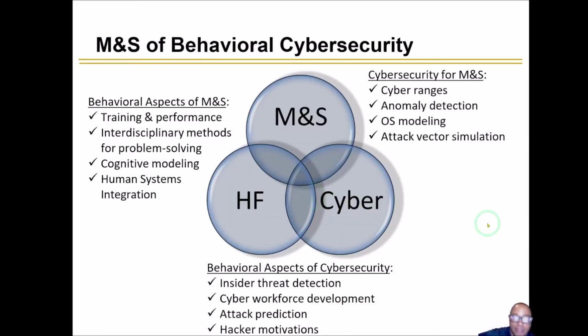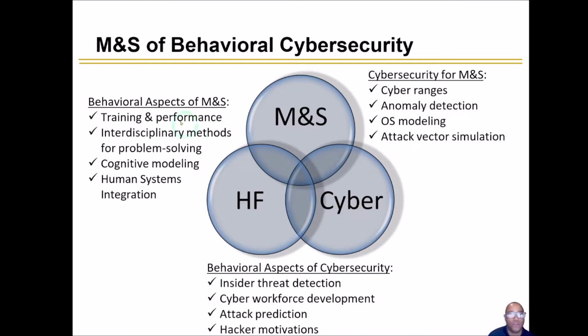We've seen this slide and the next slide a couple of times, especially now that we're coming towards the end of this semester. But this is a great slide to show the overlap between modeling and simulation, cybersecurity, and human factors. The cybersecurity part of modeling and simulation looks at ways that we can have people better trained, better rehearsed for different kinds of cyber operations, being able to know what's better practices for our networks. That involves having cyber ranges. We've talked about this a lot. Anomaly detection, operating system modeling, and attack vector simulation. And we're going to get a little bit more into simulation in this lecture.